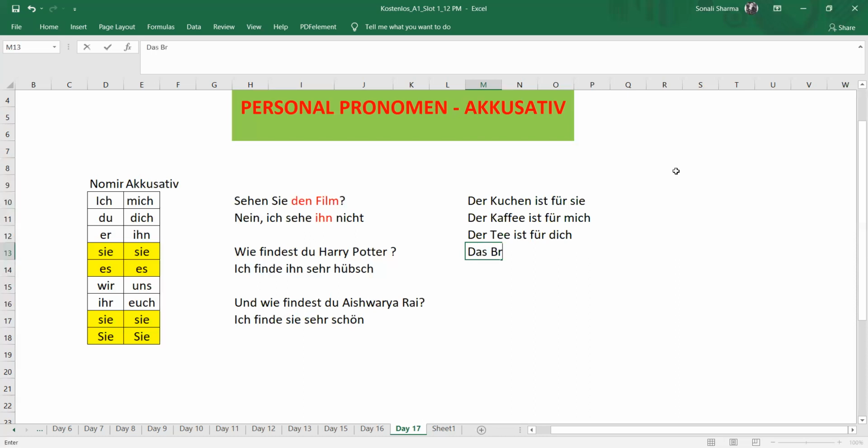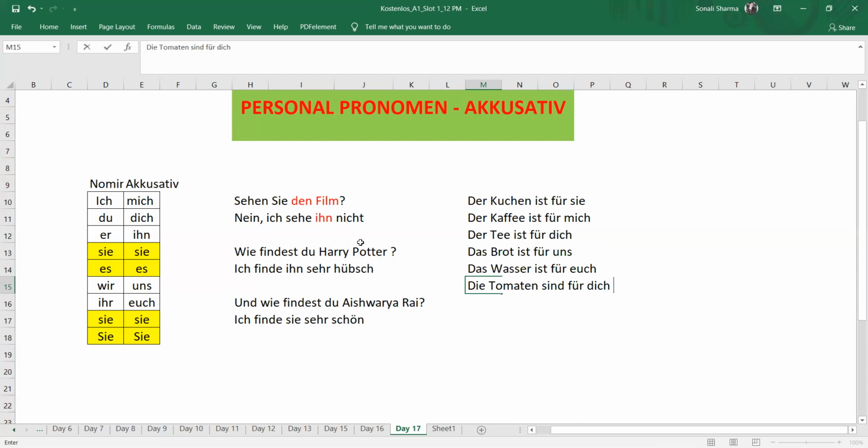If I say, Das Brot ist für uns, that means the bread is for us. And next is, Das Wasser ist für euch. That means the water is for you all, you guys. This is in the plural form. If I say, Die Tomaten sind für dich, that means the tomatoes are for you.